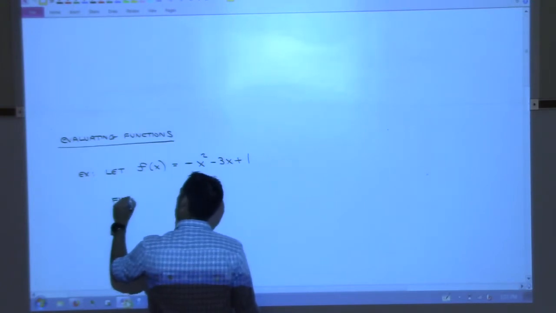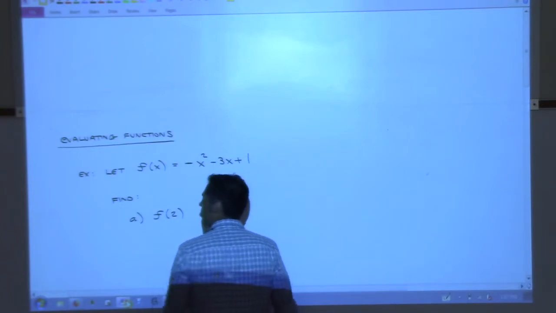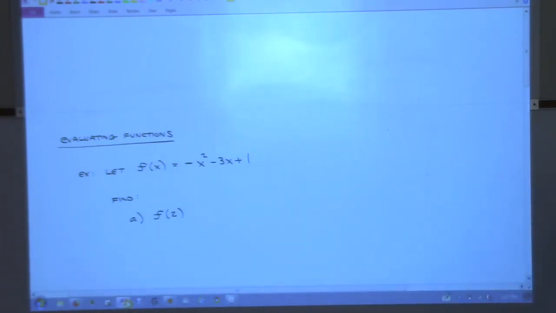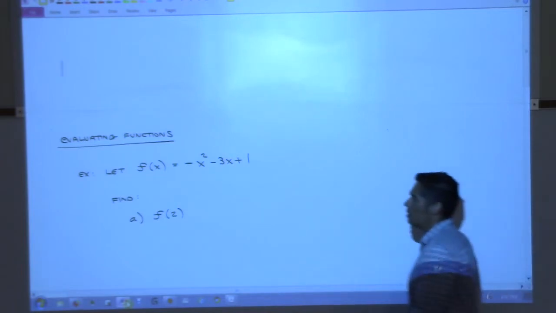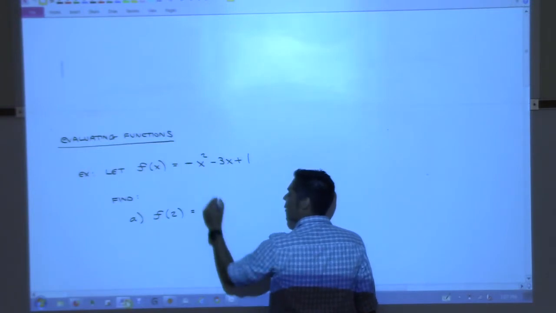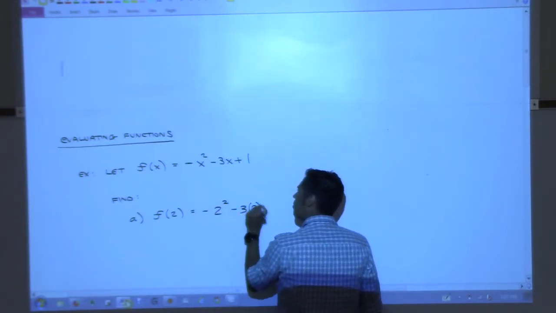Find part A, f of 2. So let's start with that. So all this means is what? I know a lot of you have seen this. So what am I asking you to do here? What is f? Just plug in 2 for x. That's all you have to do, right? So I'm going to have negative, and then 2 is going to go right here. So 2 squared minus 3 times 2 plus 1.